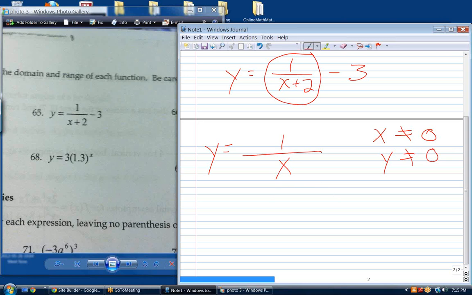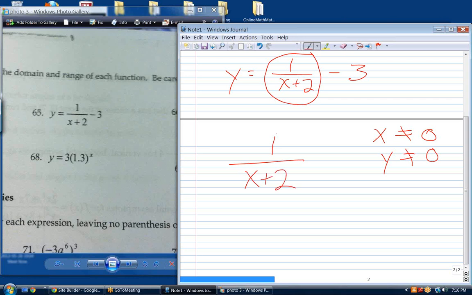You can make an x that would make y negative 10 trillion. And you can figure out an x that would make y positive 10 trillion. Or you can figure out an x that makes y 1 divided by a million. In other words, you can make y any other value except 0. So this range is anything except 0. Same thing with 1 over x plus 2.